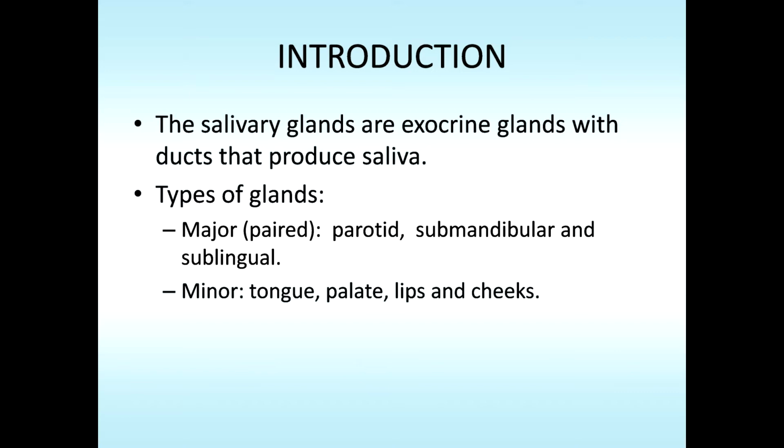We can classify the salivary glands accordingly to its functionality and its size. Thus, we can talk about the major salivary glands, also called the principal salivary glands, or we can talk about the minor salivary glands, also known as the secondary salivary glands. Examples of the major salivary glands would be the parotid gland, the submandibular, and the sublingual glands. As the minor glands, they are scattered all over the oral cavity, and we will find them within the tongue, the palate, the lips, and the cheeks.